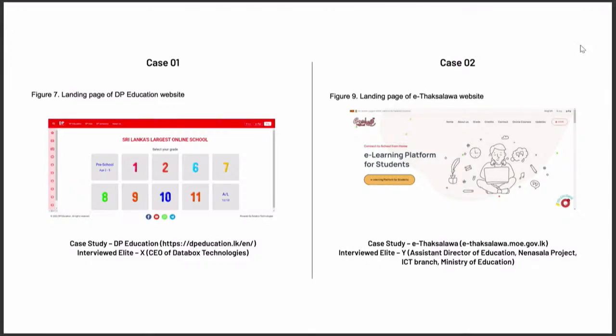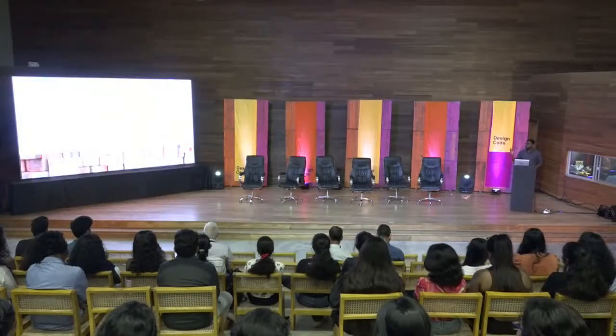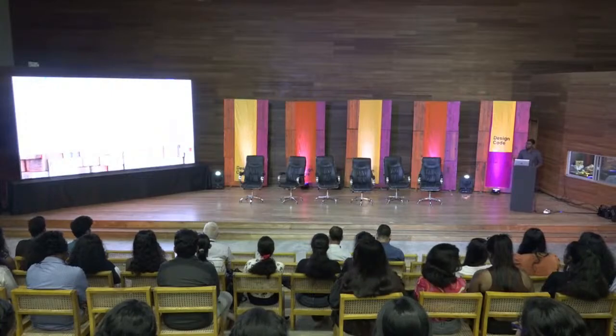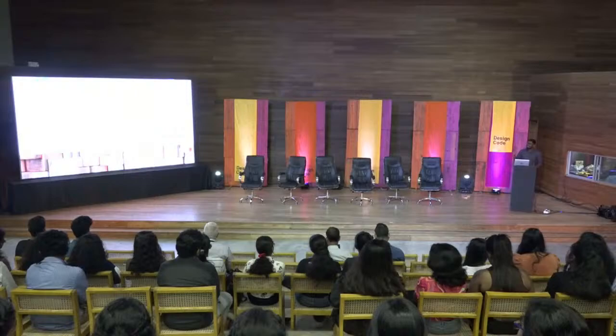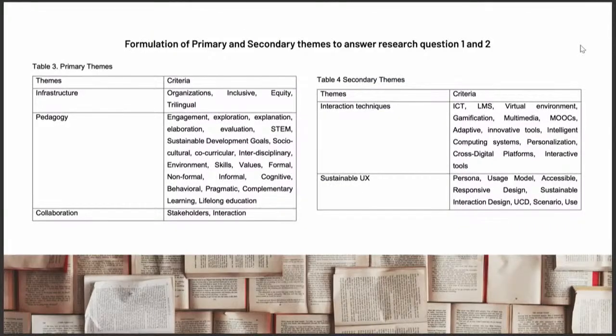So next, I came to my formulation of primary and secondary themes. This was done after first reading my literature review. I was able to identify themes which I found would recur in my interview transcript as well. So I jotted down those themes and marked down the major criteria which those themes represented. The major themes were infrastructure, pedagogy, and collaboration.